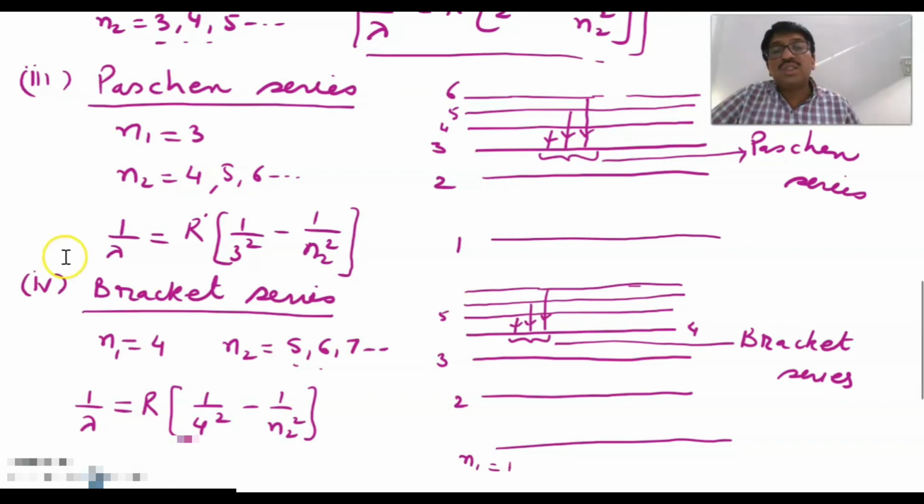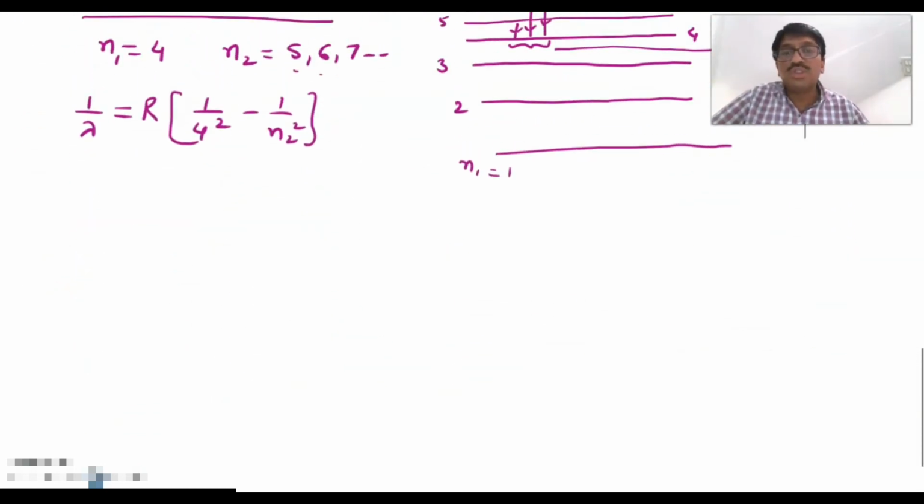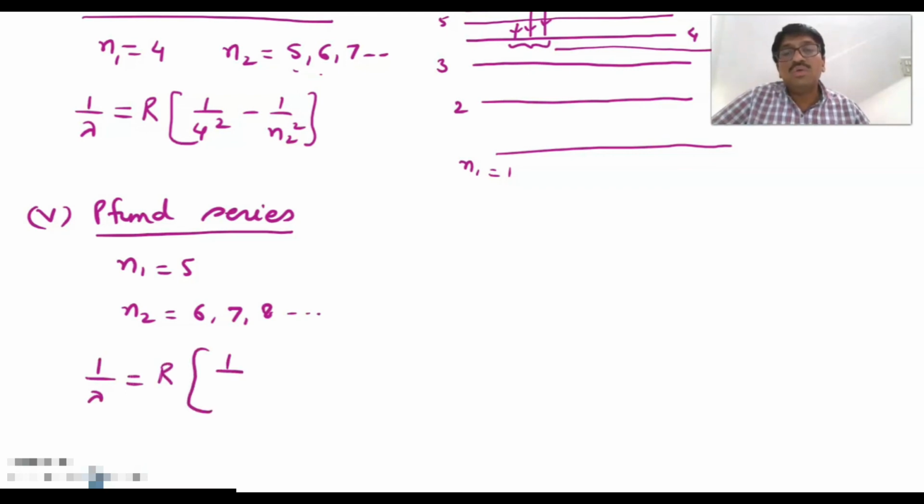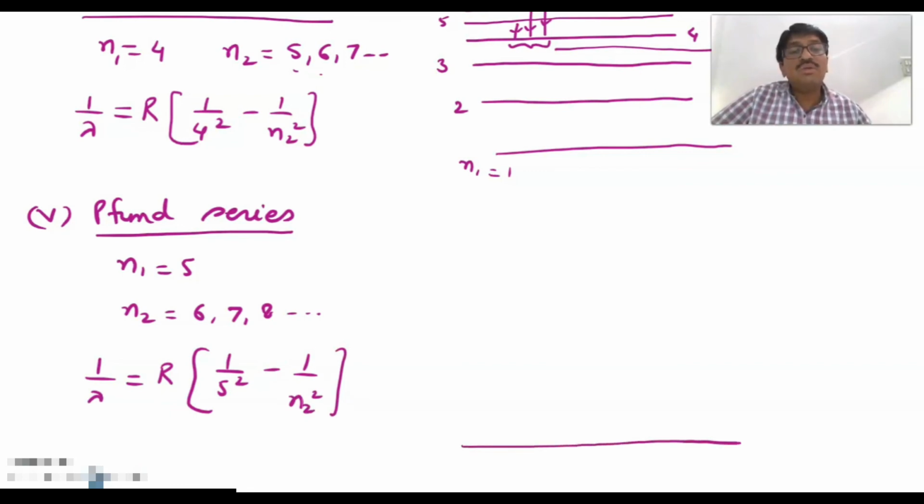Now the last series of hydrogen spectrum is Pfund series. Number 5 is Pfund series. In Pfund series, N1 should be equal to 5 and N2 greater than 5, means 6, 7, 8, etc. And 1 upon lambda becomes R into 1 upon 5 square minus 1 upon N2 square, and this is wave number.